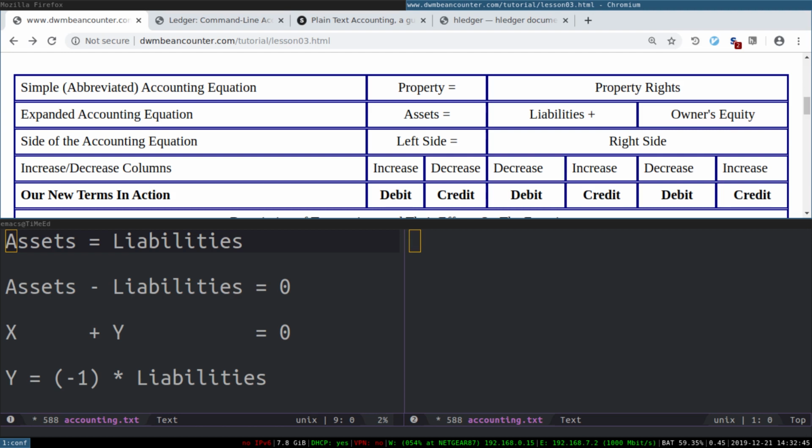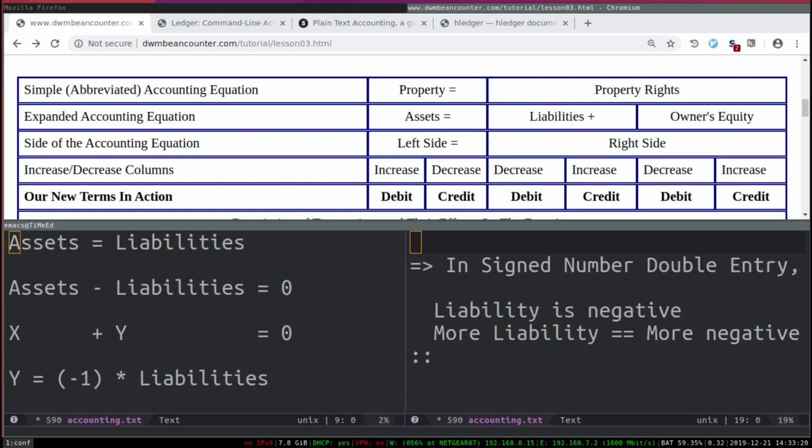Wait, how is this possible if assets equals liabilities? The answer is, it is not possible. And this is where you see that the law of signed number accounting is different from the law of debits and credits. And now on the right, we arrive at the comforting statement that in signed number double entry, liability is a negative number, and more liability is more negative. This will contradict anything you read about accounting with debits and credits, but now you rest assured.